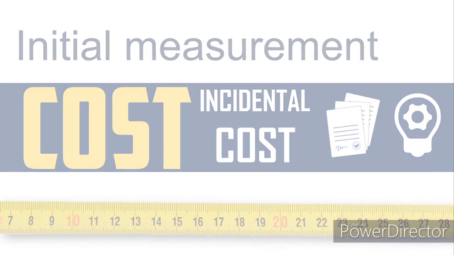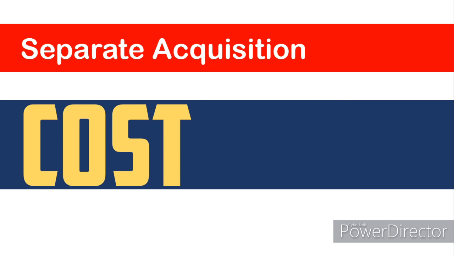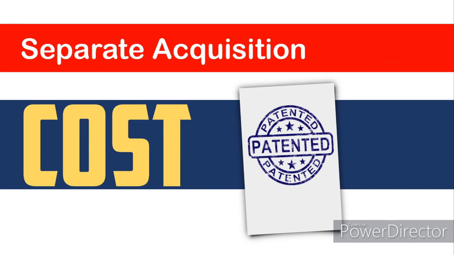Let's look at situation number one, separate acquisition. Separate acquisition is basically when you buy a new intangible asset from another company. So, as said earlier, we will record it at cost. So, let's look at one example. Let's say you buy a patent to use something that is owned by another company. So, you bought it from them with a value of 1 million.